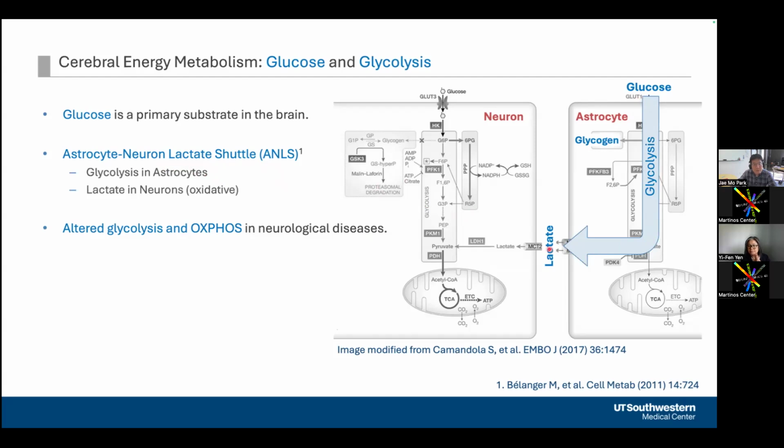Glucose is converted to lactate in the astrocyte, and in the neuron, lactate is forwarded into the mitochondria. So in a lot of neurological disorders, glycolysis in astrocytes and oxidative phosphorylation in neurons have been the major focus.